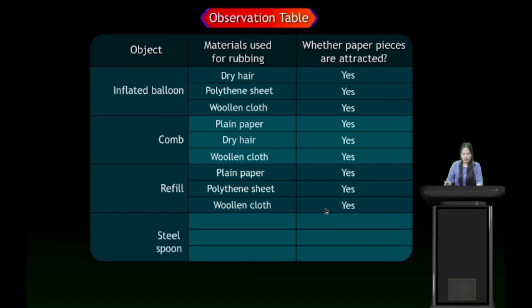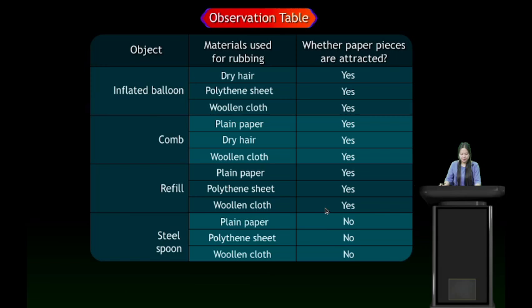Now steel spoon, let us see what happened. Take a steel spoon, rub it on plain paper and bring it near the small pieces of paper. You will observe that it does not attract the paper. Take the same steel spoon, rub it on polythene sheet and bring it near the small pieces of paper. Again, you will observe that the pieces of paper are not attracted. Again, take the same steel spoon, rub it on woolen cloth and bring it near the pieces of paper. You will observe that the steel spoon does not attract the small pieces of paper.